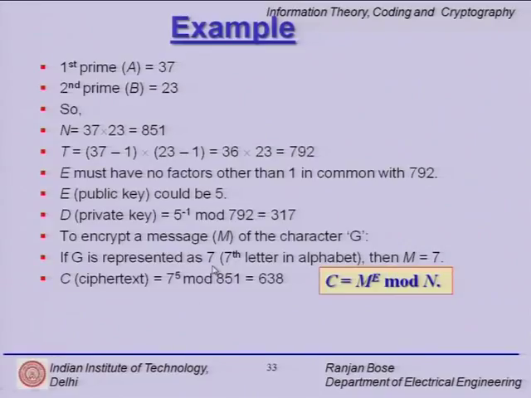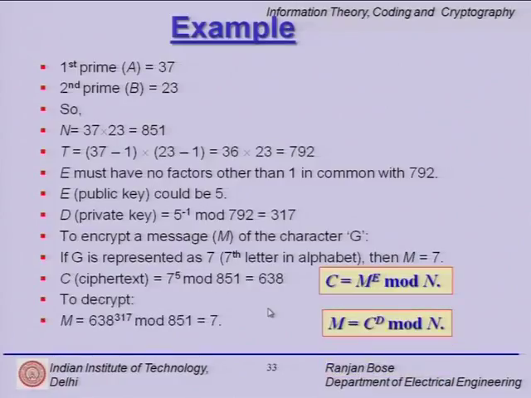So, G represented as 7 becomes my message m, and the ciphertext is obtained as m raised to power e, 7 raised to power 5 modulo 851, and that gives us 638, just computation. Decryption is again m equal to c raised to power d modulo n, and we decrypt using this and we get back 7. So, even with these small numbers, we have 638 raised to power 317 modulo 851. Again you can see that the computation is pretty involved.